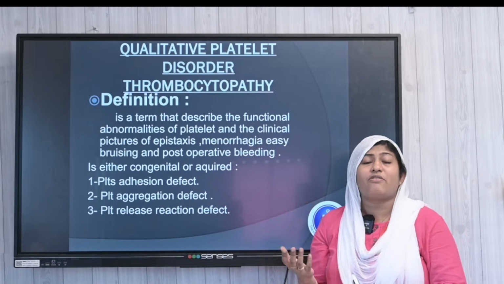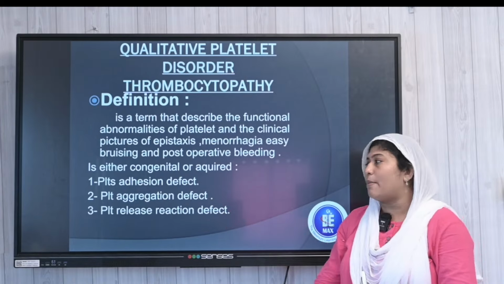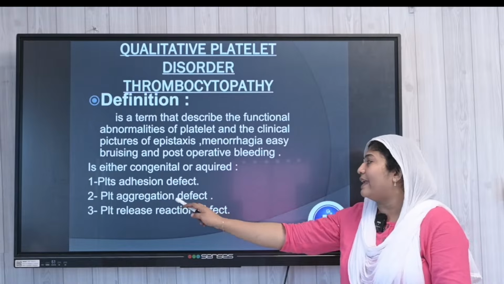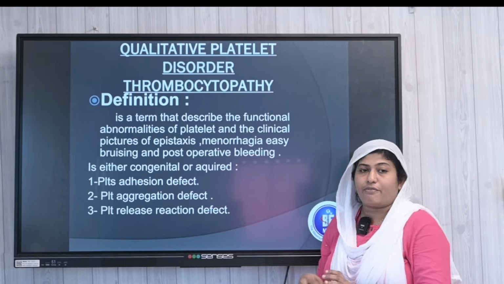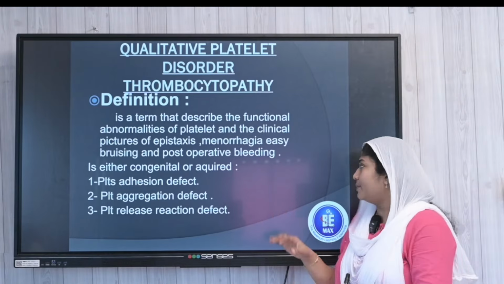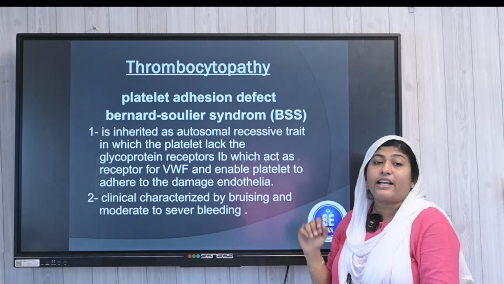It may be due to some viral infections. Basically, platelets have three types of problems. The first one is a platelet adhesion defect, the second is a platelet aggregation defect, and the last is a platelet release reaction defect. These three are together called the qualitative problems of platelets. The first condition is called a platelet adhesion defect.